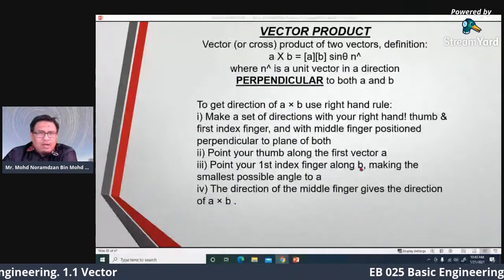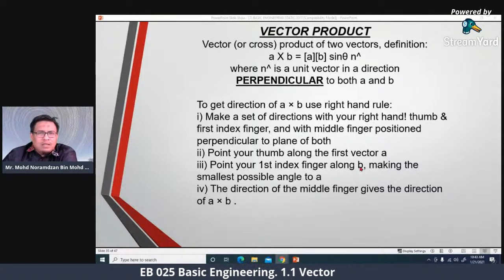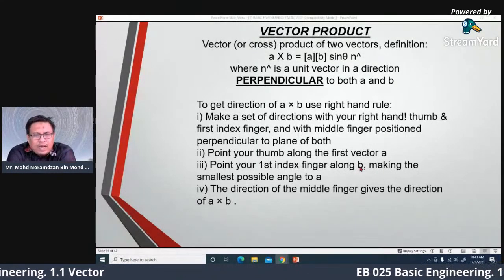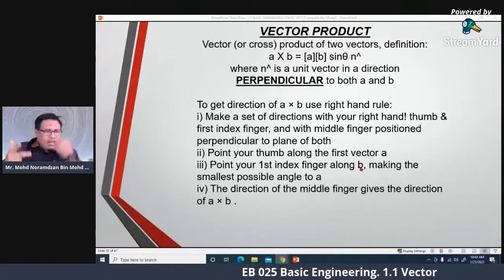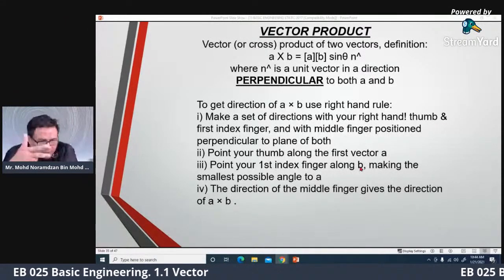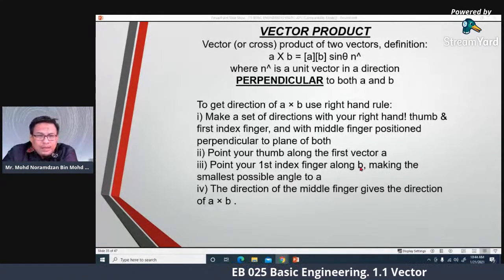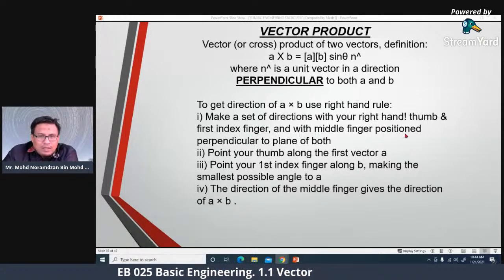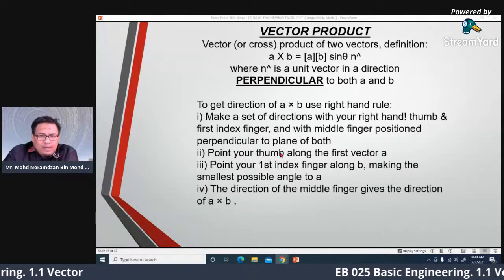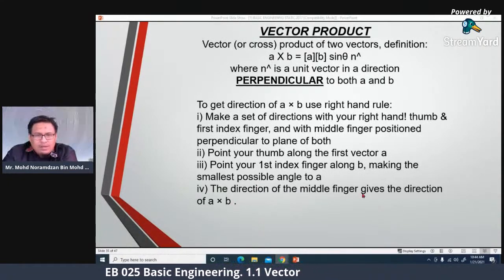Cross product. The cross product is where n is a unit vector in the direction perpendicular. To get A cross B, use the right hand rule. Make a set of directions with your right hand: point your thumb along A and your first finger along B, making the smallest possible angle. The direction of the middle finger gives the direction of A cross B.